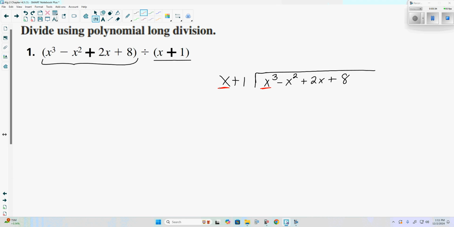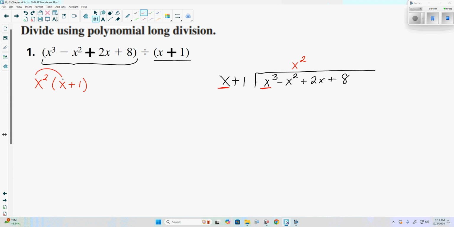x times x squared. Because we have 1 on the outside, and again, we're matching up first term and first term. I have 1 outside, I have 3 inside, so I'm missing 2. So we need to multiply it by x squared. Now I would do this multiplication out to the side. So since we found out what we need to multiply it by, we're going to multiply the x plus 1 by our x squared.